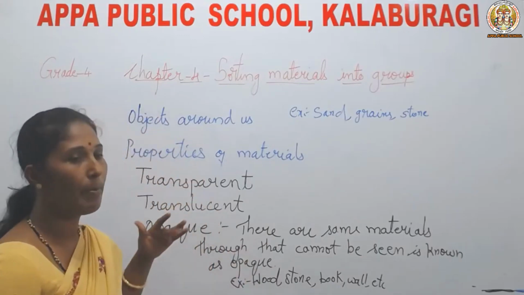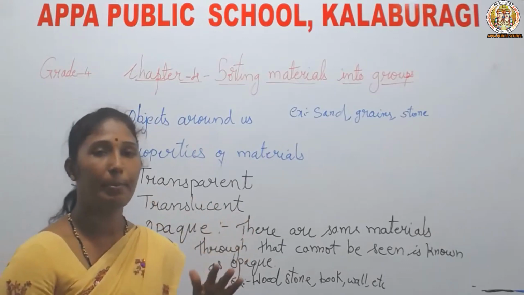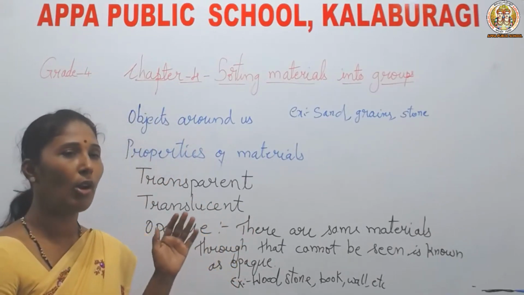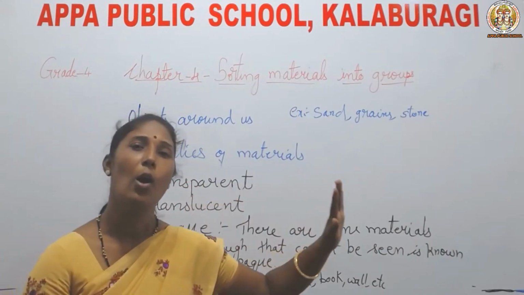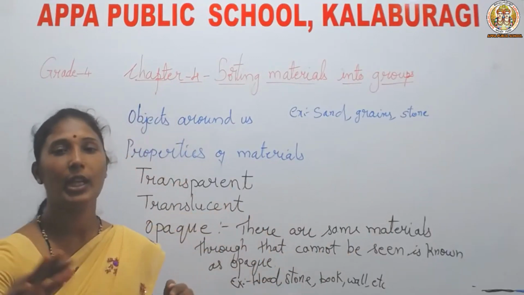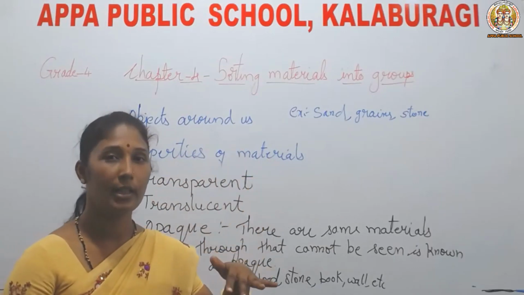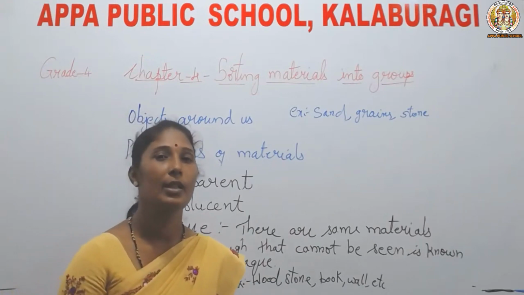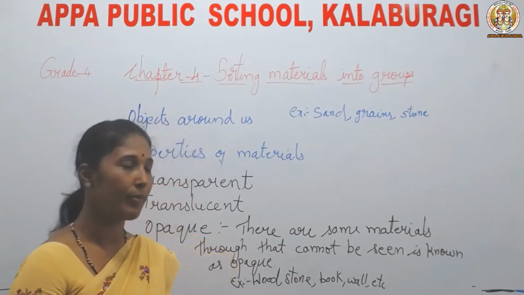So these are some of the properties. Through these properties, we can separate the objects into groups. Objects having a property like transparent we keep in one group, those having another property we keep in another group, and those having properties like soft, hard, soluble, insoluble, appearance, we keep in separate groups. It will make our work easy.